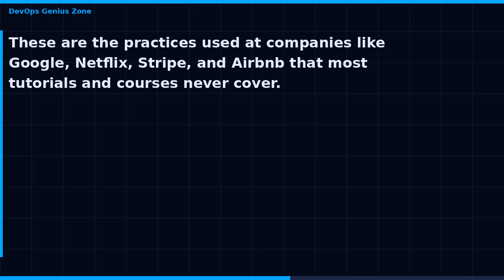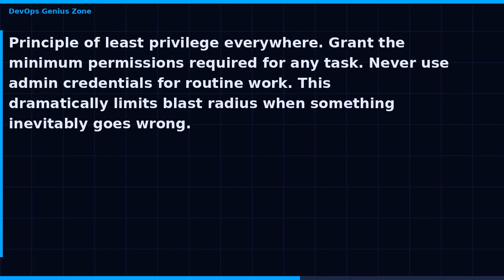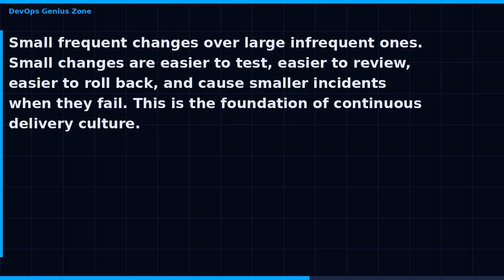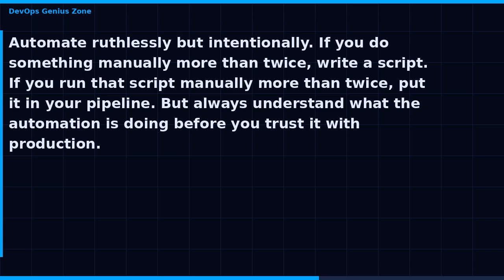Small frequent changes over large infrequent ones. Small changes are easier to test, easier to review, easier to roll back, and cause smaller incidents when they fail. This is the foundation of continuous delivery culture. Automate ruthlessly but intentionally. If you do something manually more than twice, write a script. If you run that script manually more than twice, put it in your pipeline. But always understand what the automation is doing before you trust it with production.